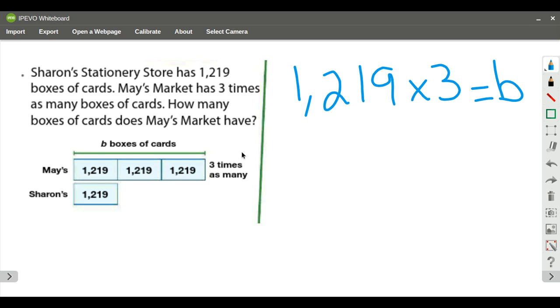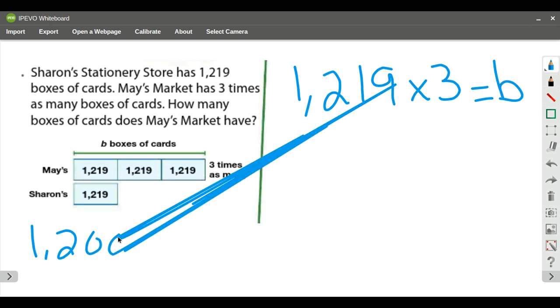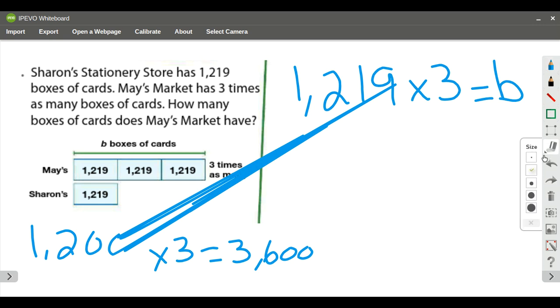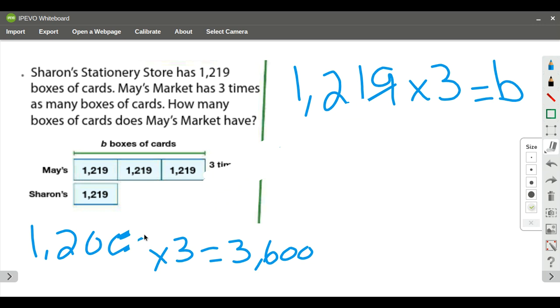So the first thing I'm going to want to do is my estimation. So I'm going to do 1,200 multiplied by 3 equals 3,600. Okay, so my next step is going to be to solve. How I'm going to solve this is I'm going to set my problem up vertically and then solve.